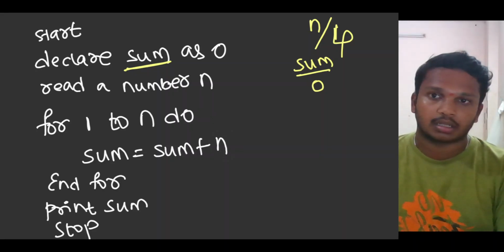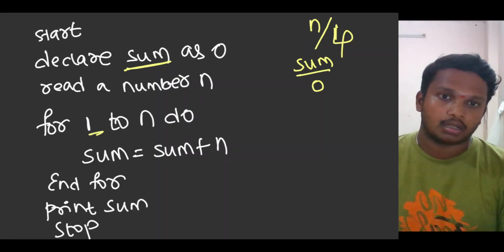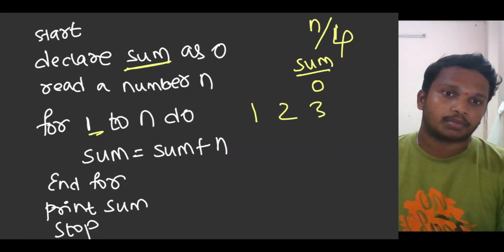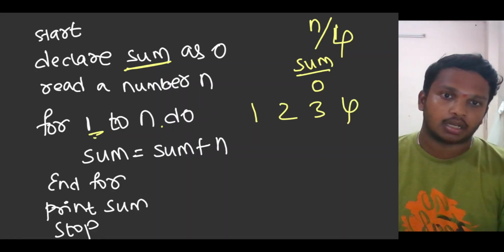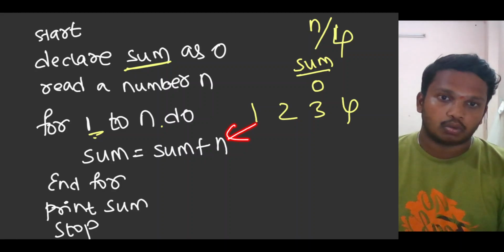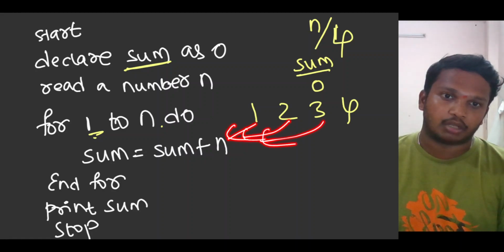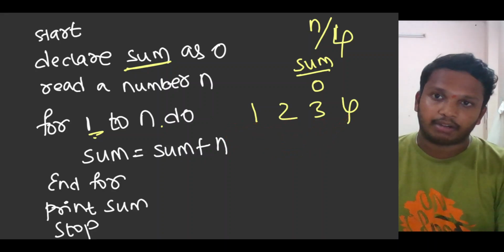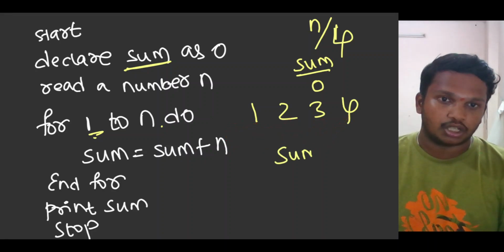Then what happens, this loop is going from 1 to n. So 1, 2, 3, 4, it is going from 1 to n. So every time what I am adding is this n value. So n value one time, n value second time, n value third time, n value fourth time. Every time what happens, sum is initially 0, right?